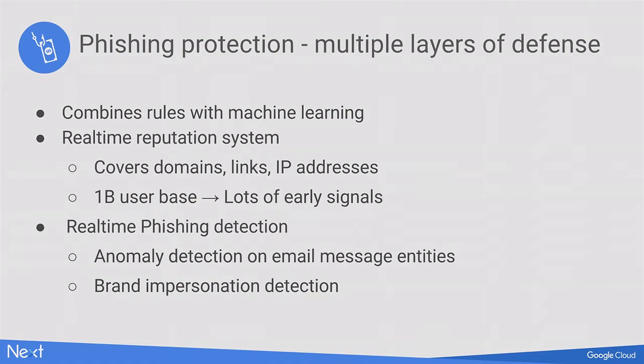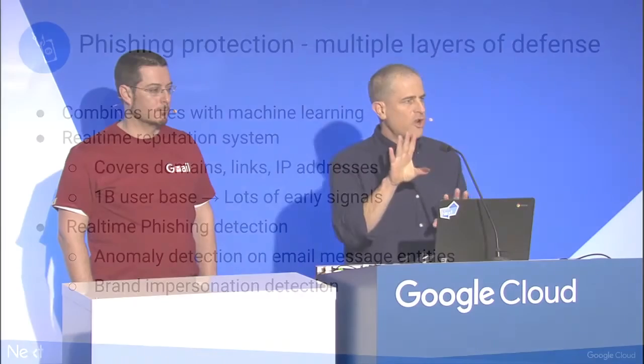We also do anomaly detection on the various entities in an email message. So we look at things like the to field and the from field, and try to find any anomalous patterns, which will, again, give us a signal that this might be a phishing attack. We also look for brand impersonation. Brand impersonation would be, for example, if you have an email message that contains the logo of Bank of America, but it's actually not from Bank of America. Again, that's a strong signal that this may be a phishing attack.